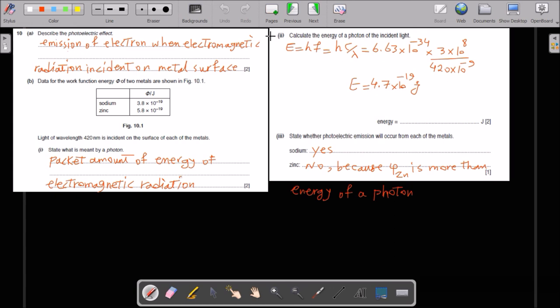Some information is given. So first part, it is said: state what is meant by a photon. So you can say a packet amount of energy of electromagnetic radiation.